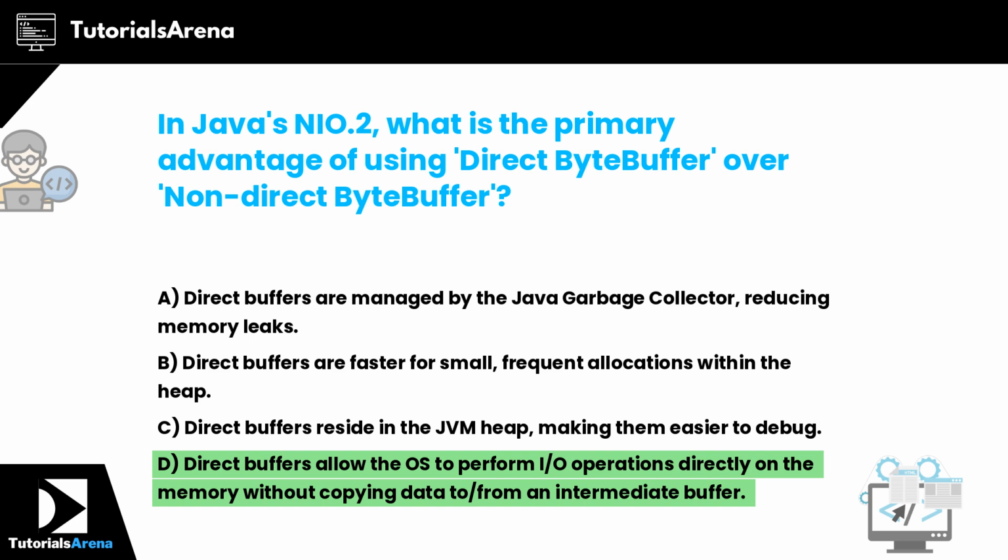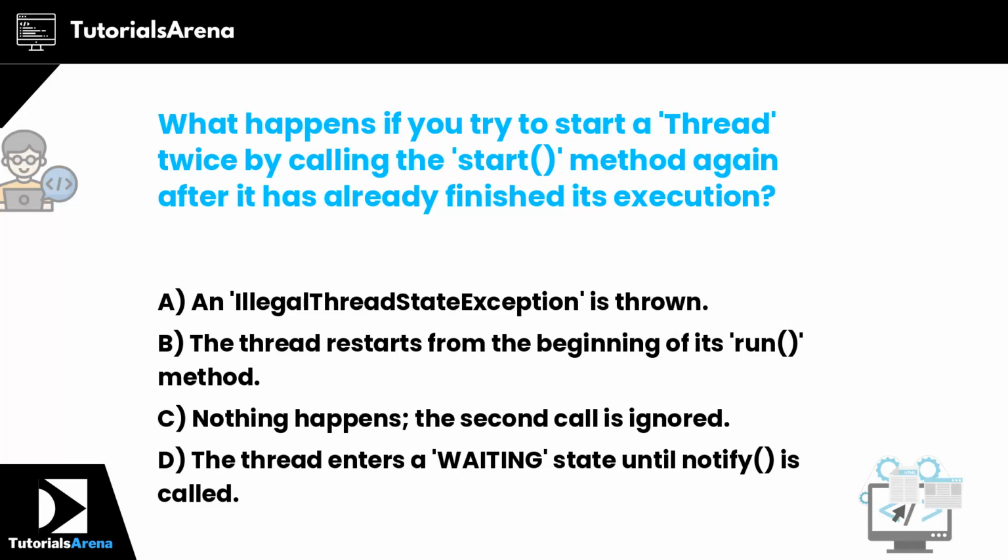Answer is D. Direct buffers allow the OS to perform I/O operations directly on the memory without copying data from an intermediate buffer. What happens if you try to start a thread twice by calling the start method again after it has already finished its execution? Answer is A. An IllegalThreadStateException is thrown.